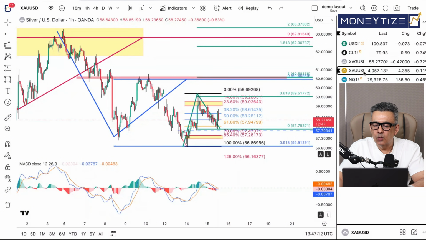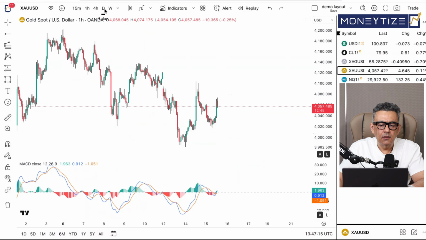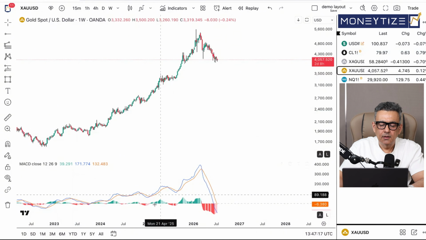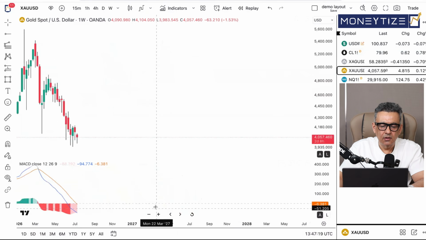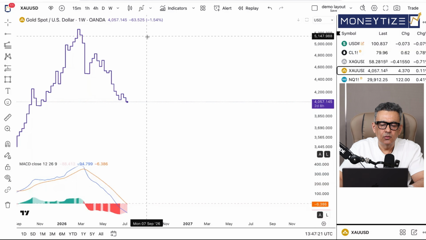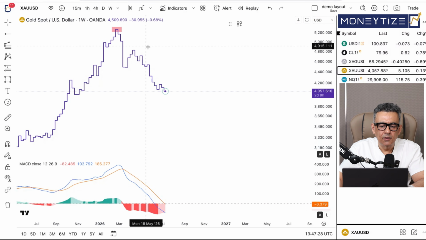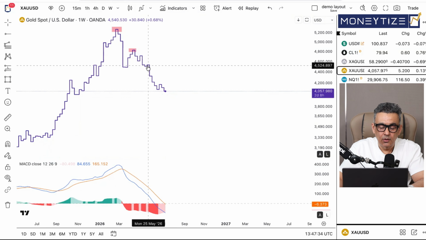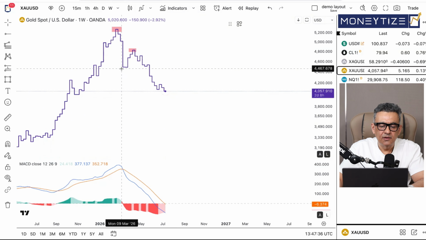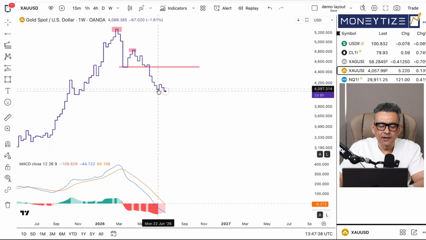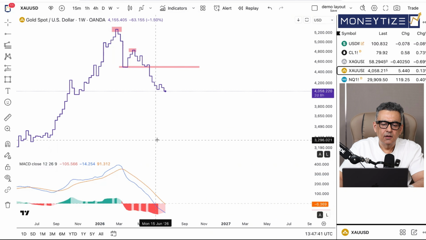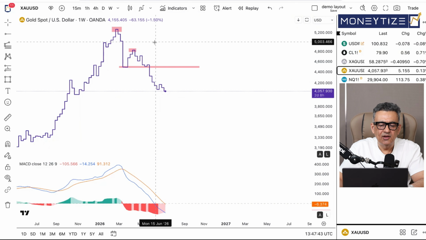Now let's begin with gold. I will start on the weekly frame. The structure remains bearish on the weekly frame. Let me change to line chart here. This is the high, then we have a lower high. Since it's making a continuation in the downward direction with a lower highs and lower lows sequence, this is the low, and it is still printing lower lows here. No change in direction on the weekly frame.